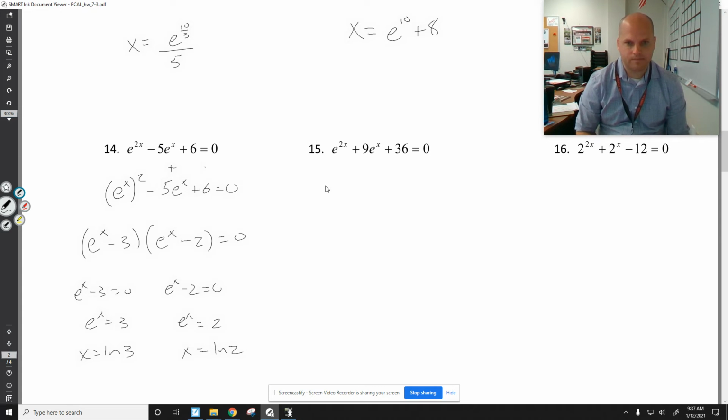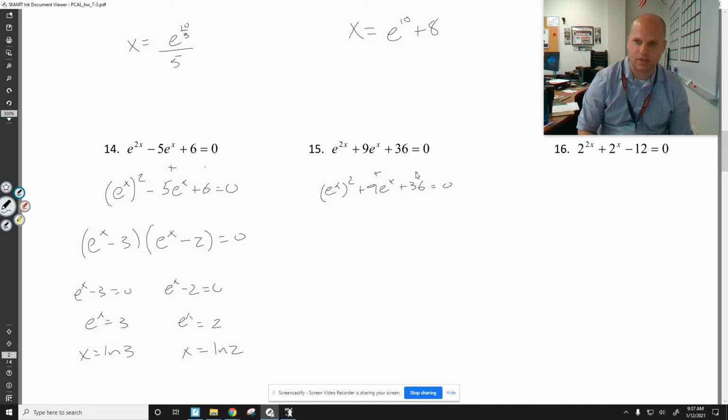All right, same here. This is e to the x squared plus 9 e to the x plus 36, looking for two numbers that add to get 9, multiply to get 36. I feel like it should be a negative 9, or this should be a negative 36. Because, let's think about it. 6 and 6, it's 12. 9 and 4 is 13.